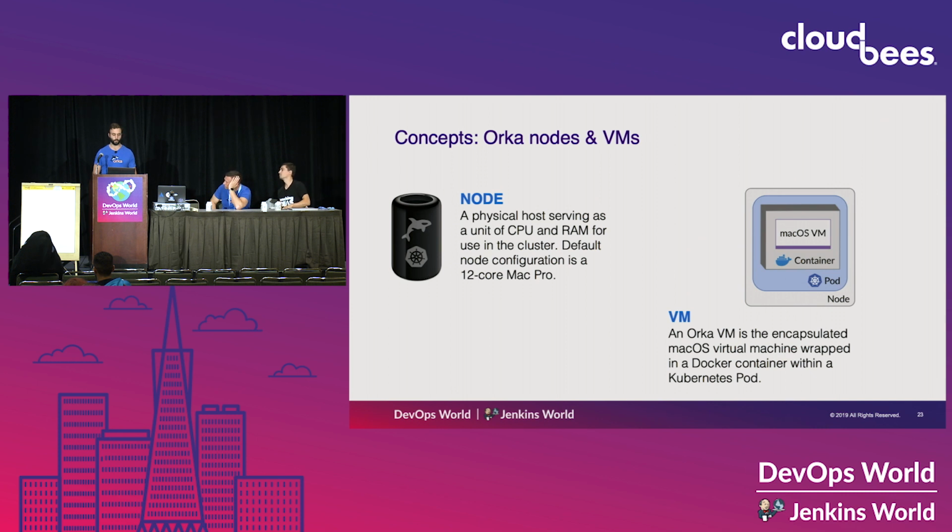So there's 2 pieces of terminology that are really helpful to know before I dive into the live demo here. We have the concept of the node, which is the physical Mac hardware. It's also literally a Kubernetes node. It's a 12-core Pro in the instance I'm about to show you. And then we have our Orca VM, and this is the encapsulation of the entire virtual machine. It runs in a Docker container, and it's encapsulated by a Kubernetes deployment or stateful set, if you're familiar with those terms.